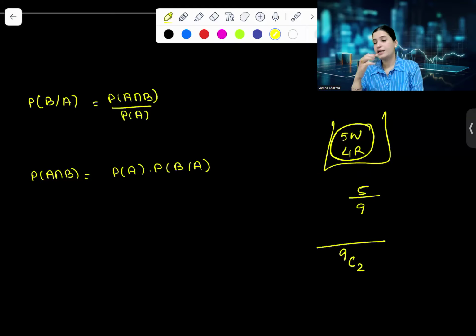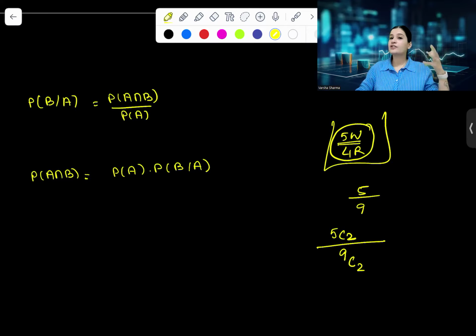This is total. The numerator will be the favorable case, the color that you want. We want a white ball. How many white balls are there? 5. From that, you need 2 balls, so that will be 5C2. If it is selection of only one object, we can directly write favorable by total. If it is selection of more than one object, in random cases, without replacement, we use combination. Now, this was normal probability.